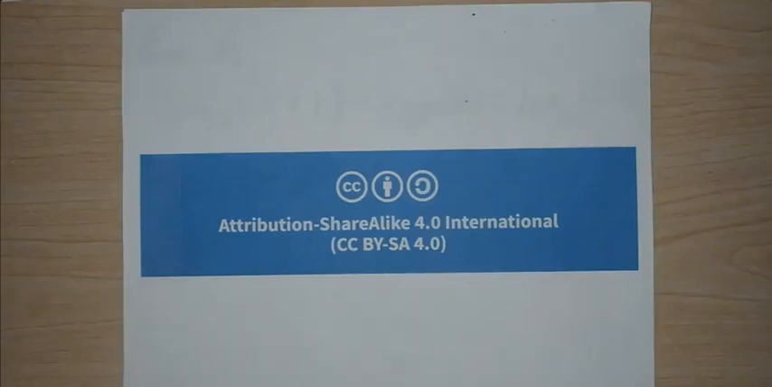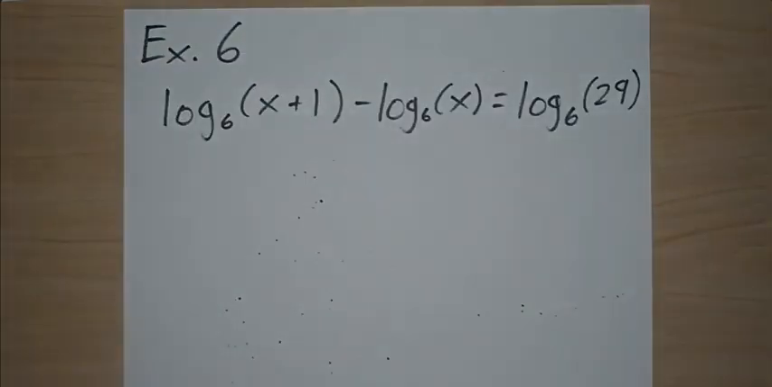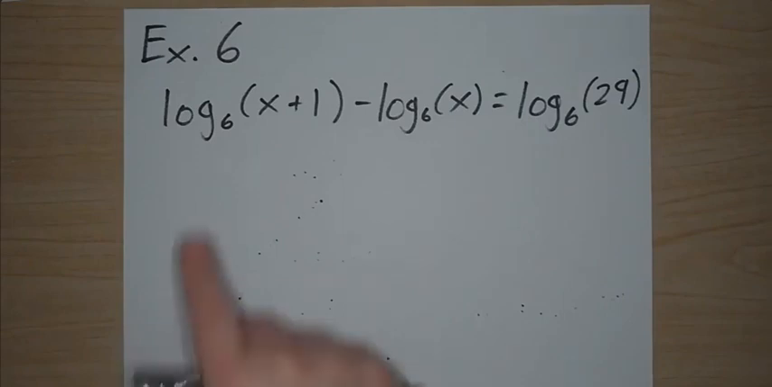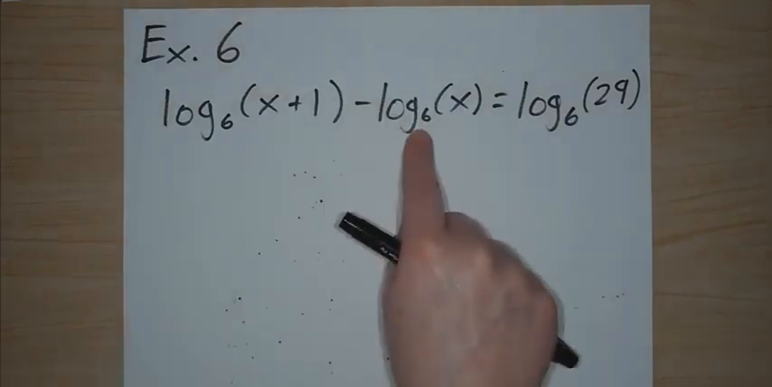This is example 6 of the Solving Exponential and Logarithmic Equations lab. We have the following equation: log base 6 of x plus 1 minus log base 6 of x is equal to log base 6 of 29. So first I'm going to combine these two logarithms.